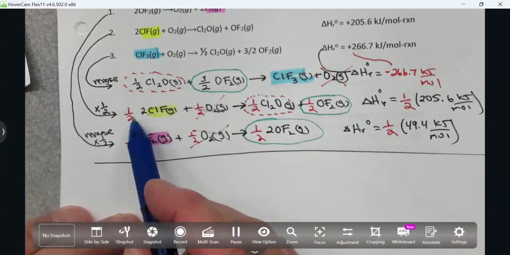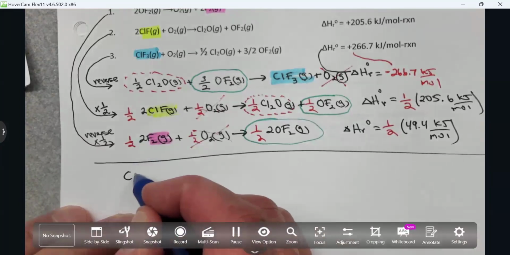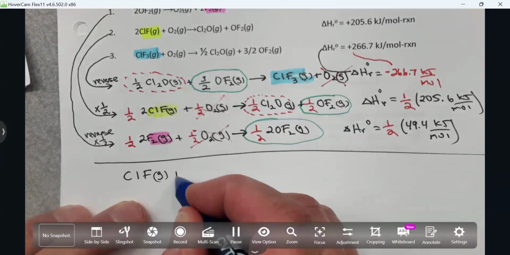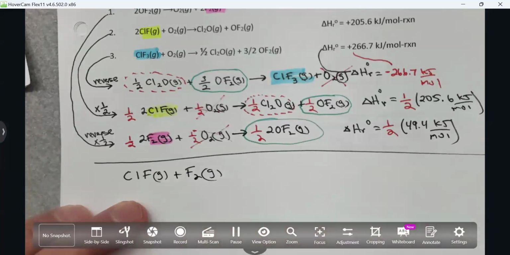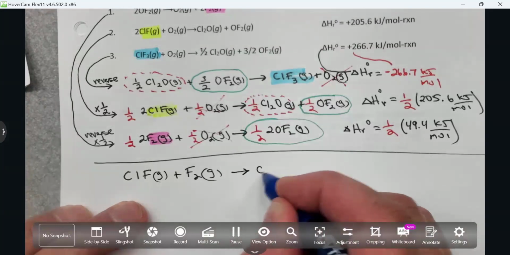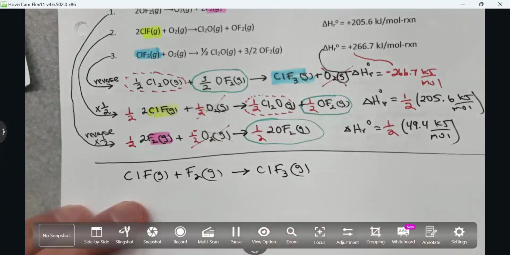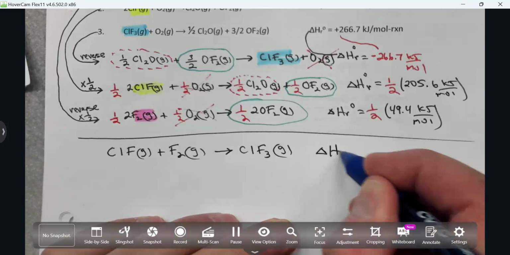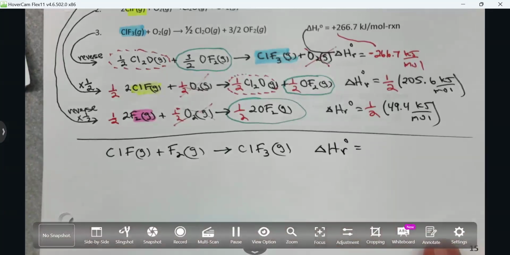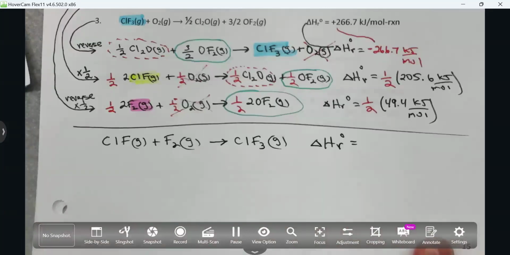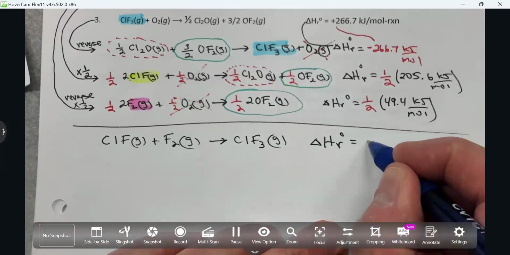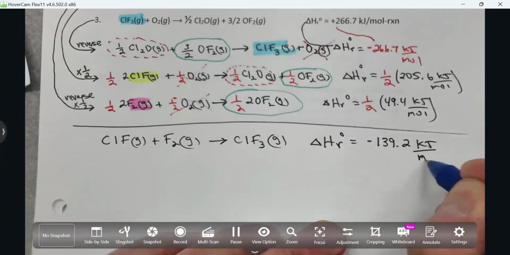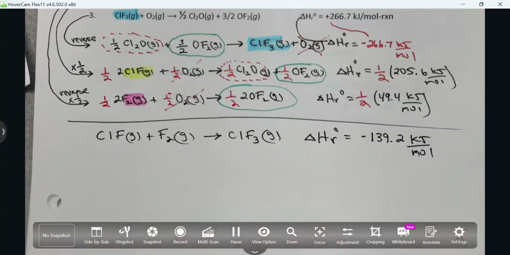We should have it. 1/2 times 2ClF is ClF. 1/2 2F2 is F2. And ClF3. We should get negative 139.2.